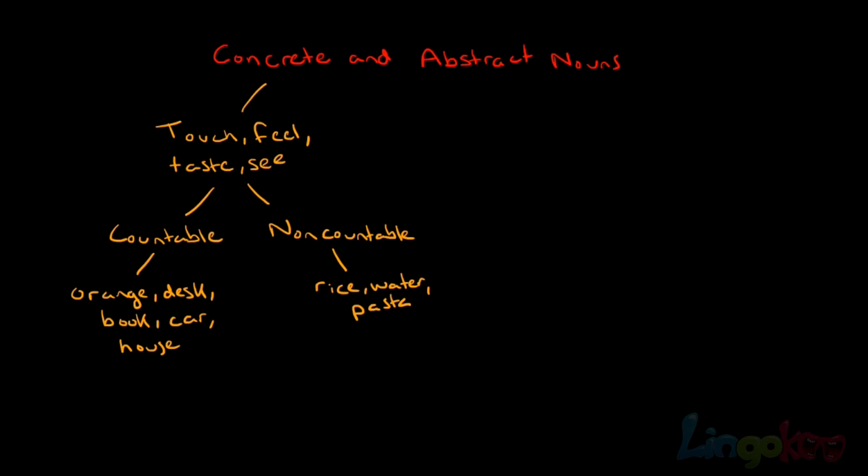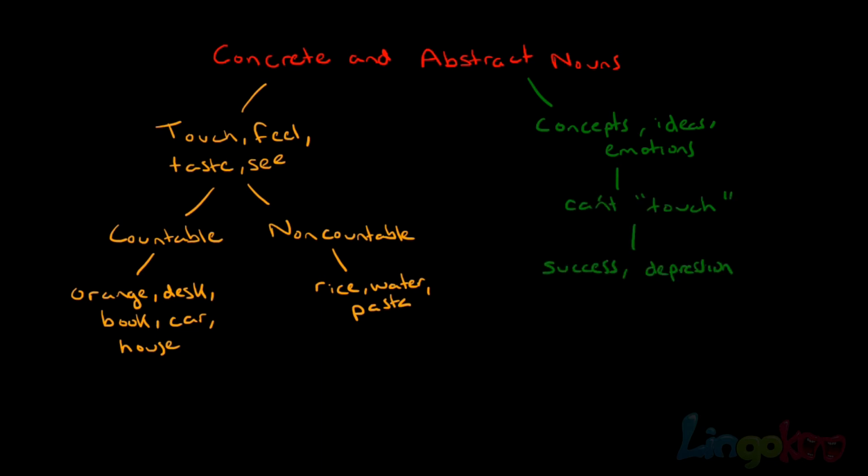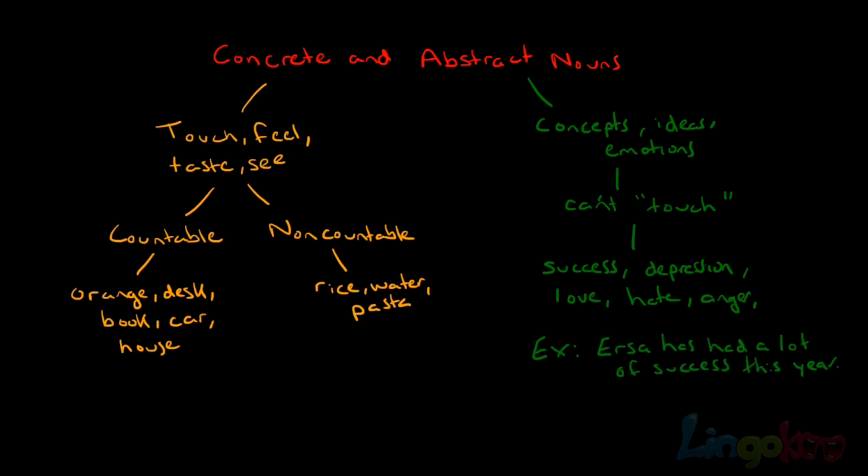On the other hand, abstract nouns refer to concepts, ideas, and emotions. And these are nouns which we can't touch. So examples of nouns that are abstract are success, depression, love, hate, anger. Here's an example. Ursa has had a lot of success this year. So success is an abstract noun. You can't touch it. Love is in the air. Similar thing. It's an abstract noun.